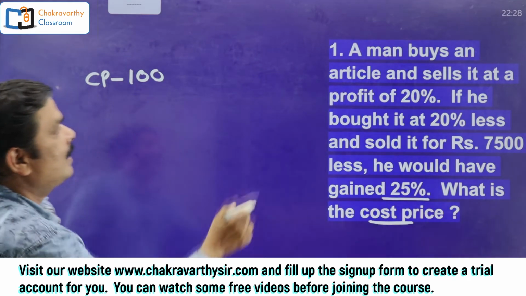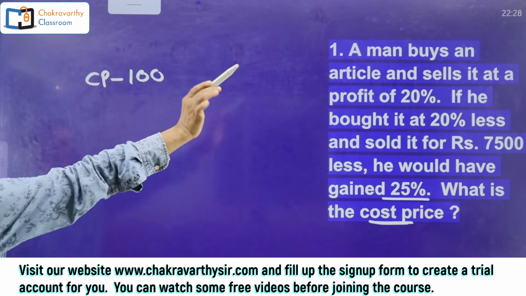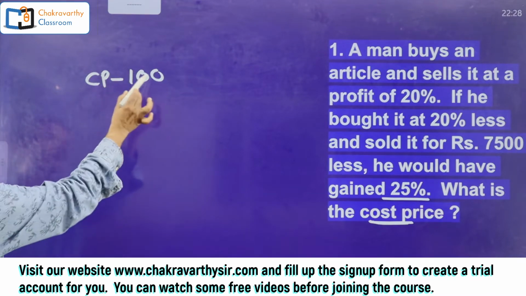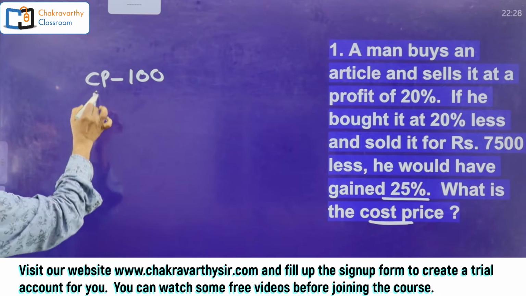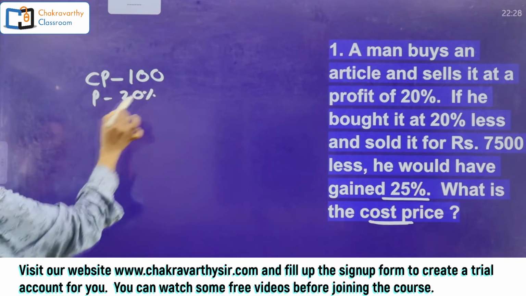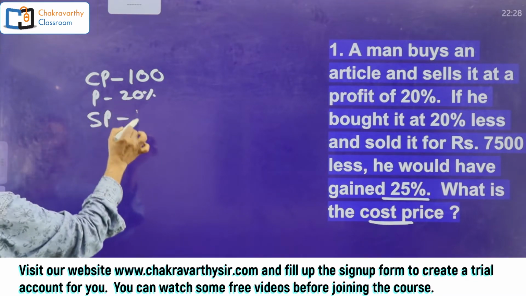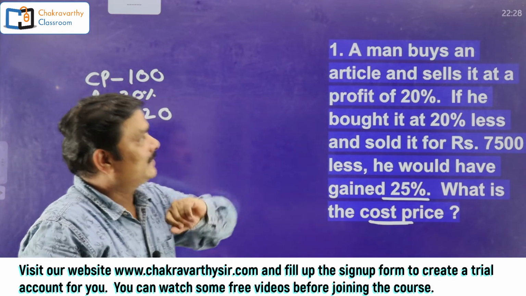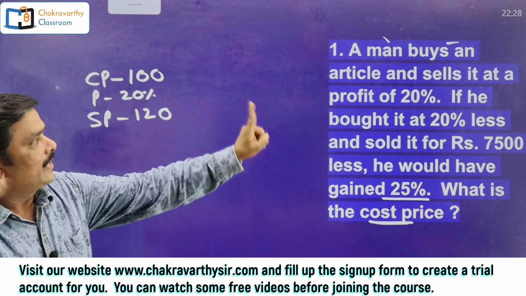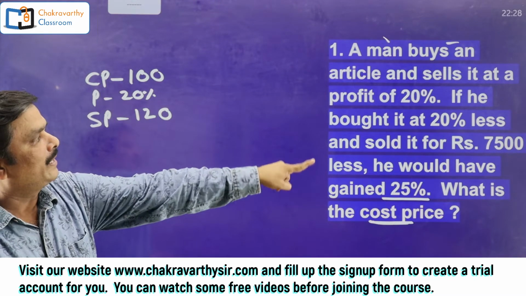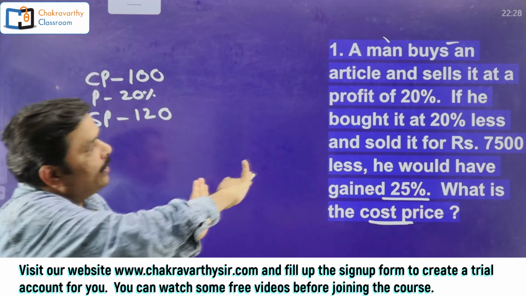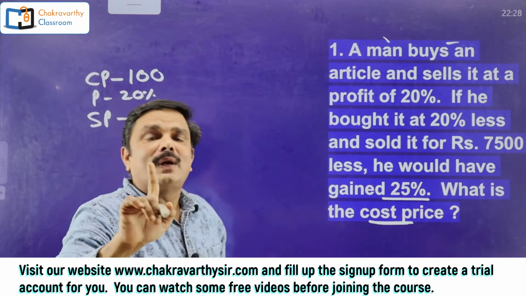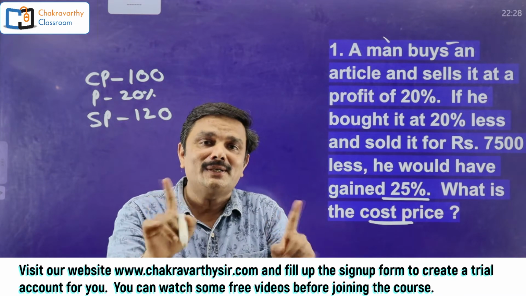Next, what they have given: he sells it at a profit of 20%. So cost price is 100 rupees, profit is 20%. Obviously the selling price is 120, needless to say. And in the other case he is giving, if he bought it at 20% less and sold it for 7,500 less, he would have gained 25%. Very important statement.